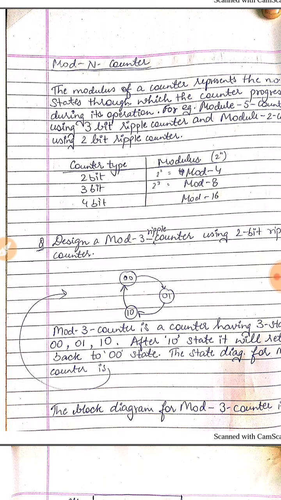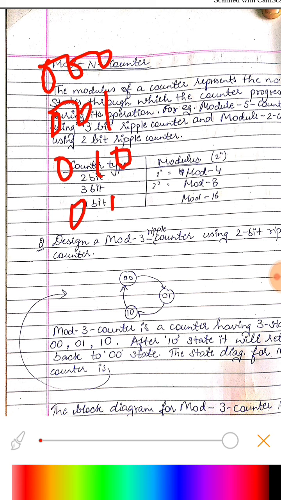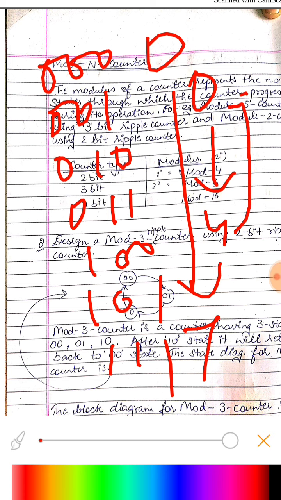Now next is modulo counter. So what is a modulo counter? Like we have seen, if I am making a 3-bit counter, it would count from 0 0 0 to 0 0 1, then 0 1 0, then 0 1 1, then 1 0 0, 1 0 1, and finally 1 1 1. It will count from 0 to 7. Now if I want to count only from 0 to 4, and then it would need to come back to 0.